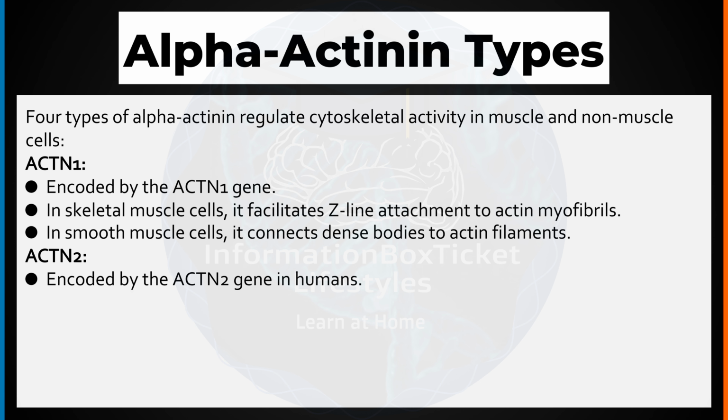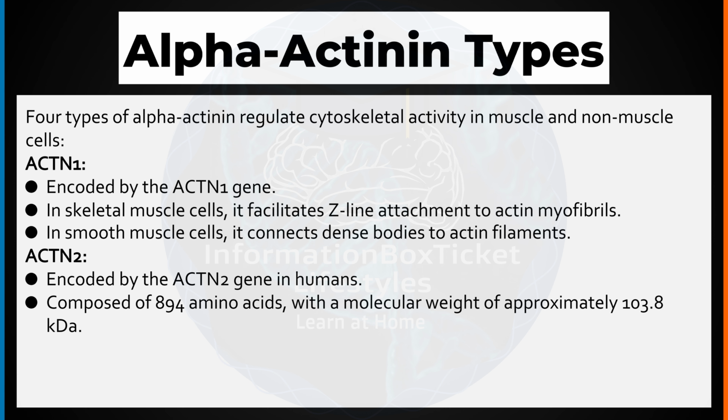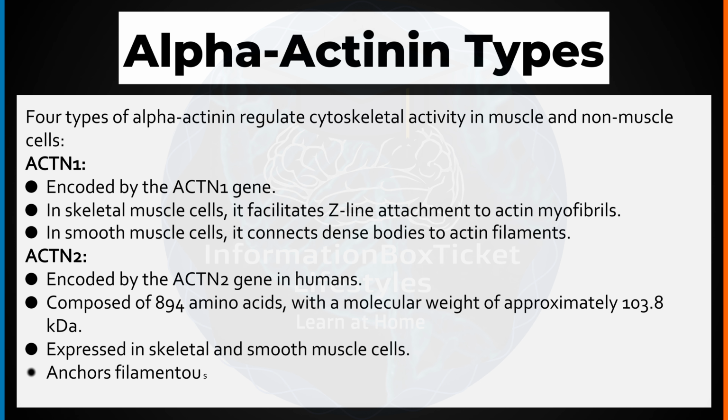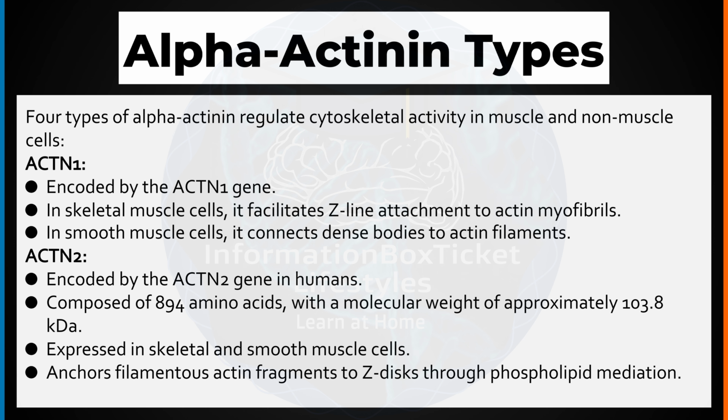ACTN2, encoded by the ACTN2 gene in humans, composed of 894 amino acids with a molecular weight of approximately 103.8 kilodalton, expressed in skeletal and smooth muscle cells, anchors filamentous actin fragments to Z discs through phospholipid mediation.